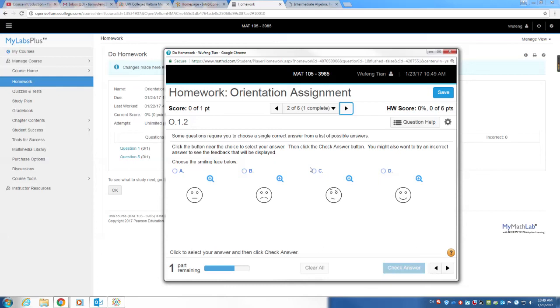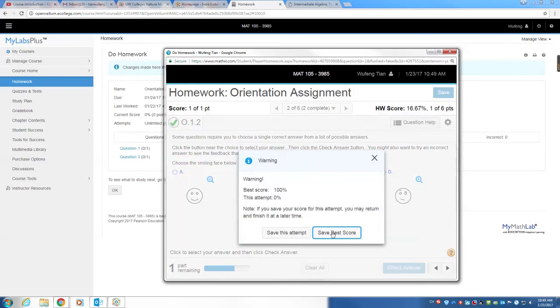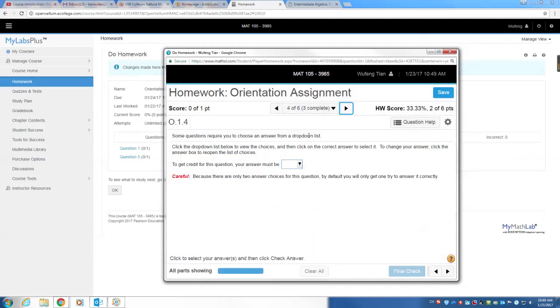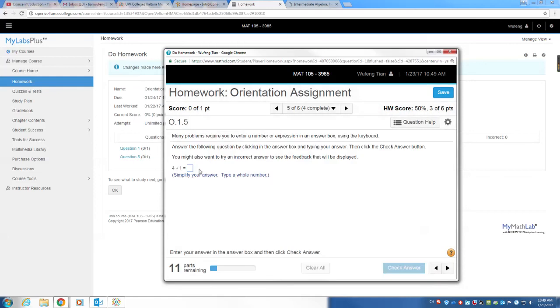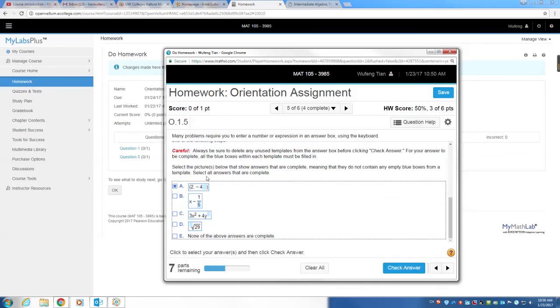Which one is the smiling face? This one. Check the answer. A, B, C, D. Submit a question. Next one. Save. You always want to save the best score. Next one: 1 plus 1 equals 1 times 1; 2 minus 1 times 2 equals 2; 1 plus 1 equals 2. The right answer is 2. You're good. Okay, next one. Number 4. To get credit it must be correct. Fine, check. Very good. Next question: 4 plus 1 equals 5. Very good. Next question, continue. Which one? It says select all the answers. This is a complete answer. This is not. This is not.